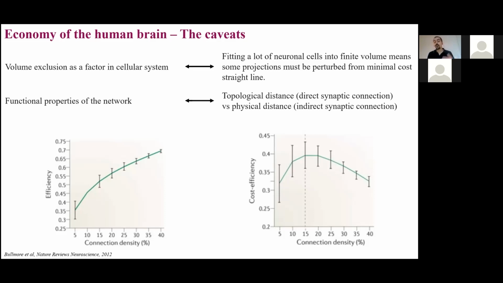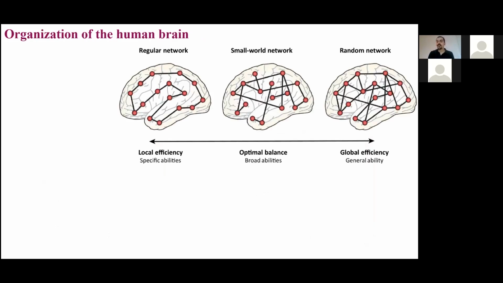So even though more connections are preferable to basically optimize time, they're not preferable to basically optimize both time and wiring cost. So at the end, evolution had it that our brain ends up with an optimal balance, which is called the small world network.